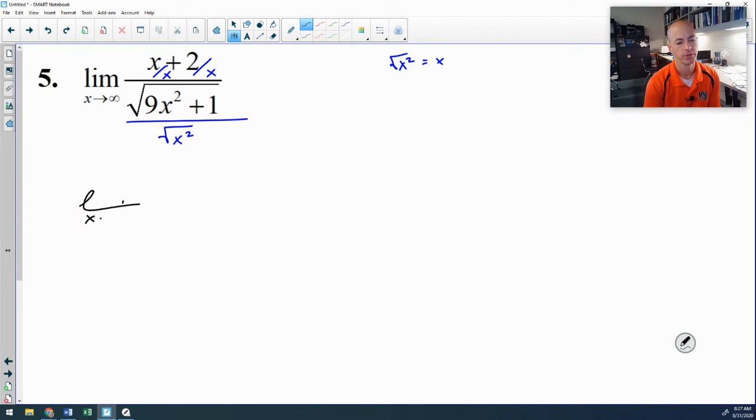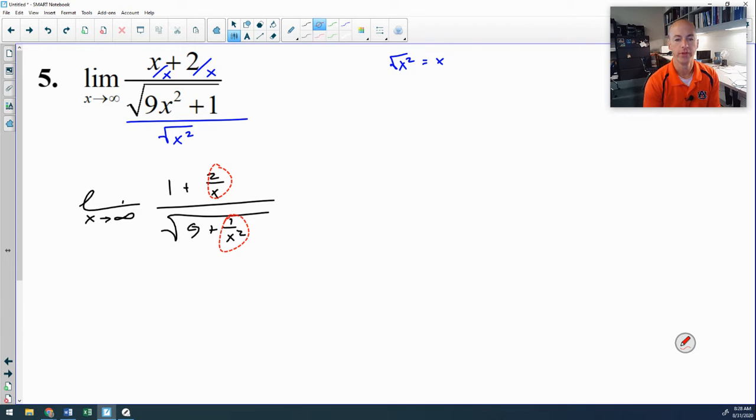Limit, x goes to infinity. The top is easy. X over x is 1. 2 over x does not reduce. The denominator, I'm going to write as 1 big square root. And I have 9x squared over x squared, which is just 9. And 1 over x squared will not reduce. So there's how we're going to handle square roots. And I strongly recommend you use the division trick and not try to memorize or use the degree on top and bottom rules.